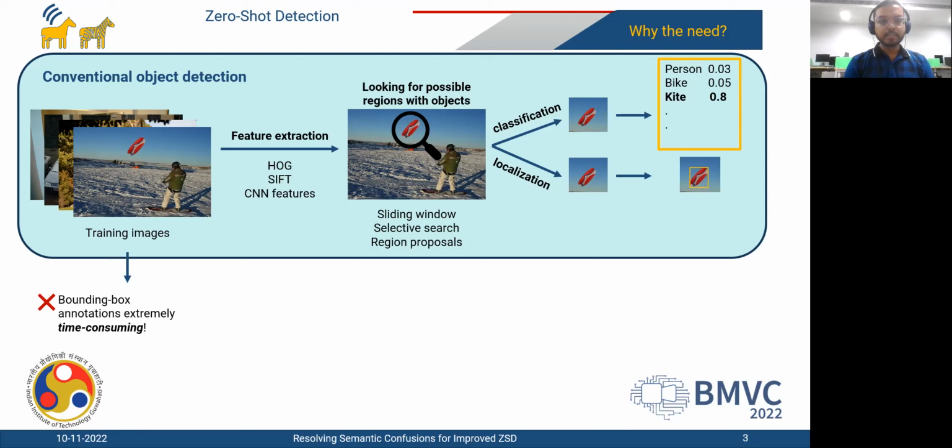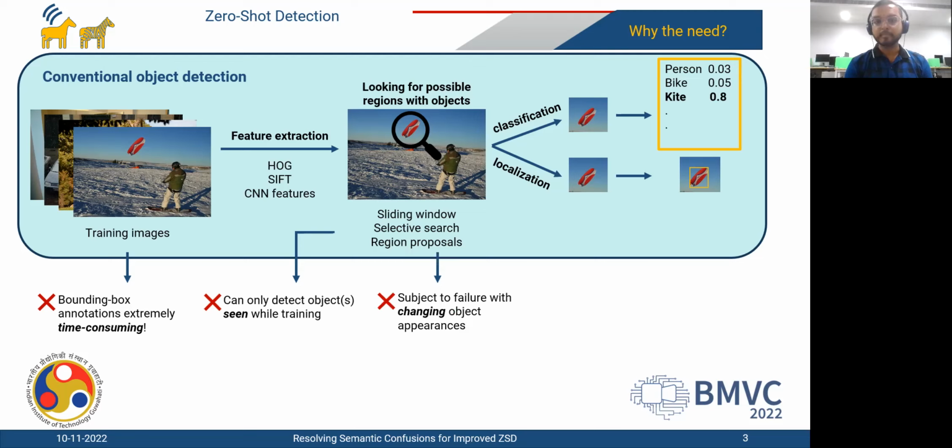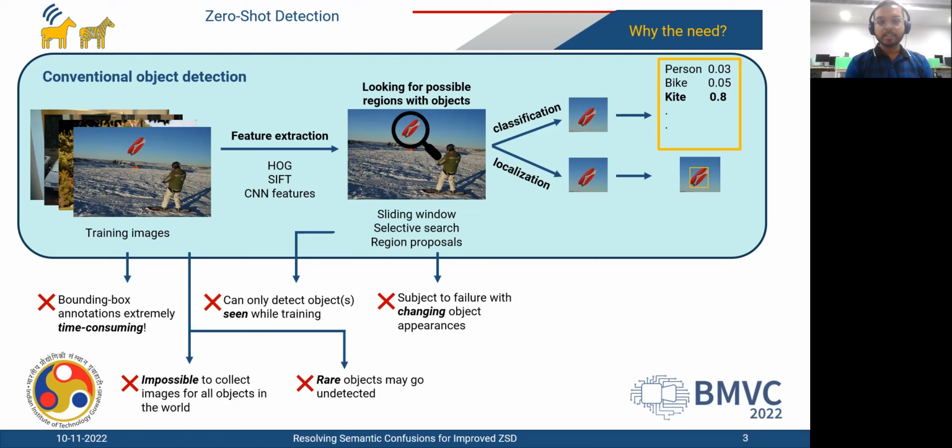However, annotating such bounding boxes for large-scale datasets is extremely time-consuming. Moreover, such supervised object detectors can only detect objects that are seen during training. Such models are susceptible to object appearance changes, and it is impossible to collect images for all the objects present in the world. Hence, such detectors may not detect the rare objects present in nature.